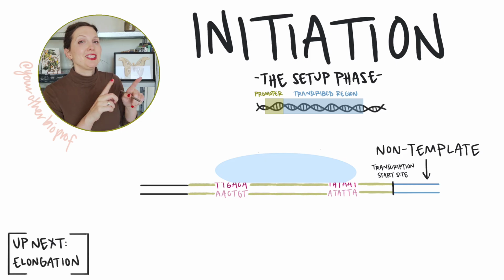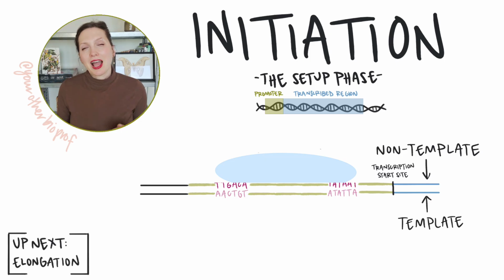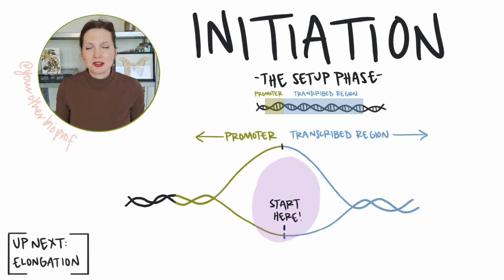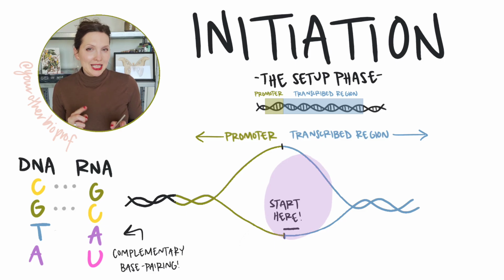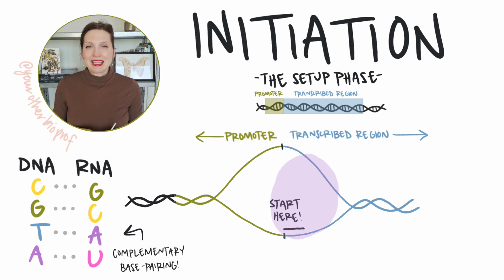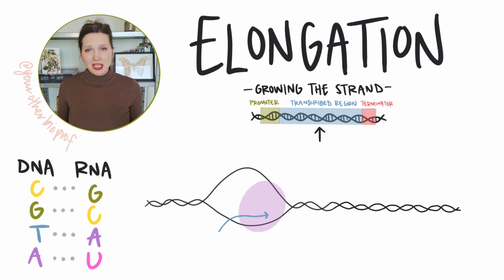RNA polymerase will use the other strand as the template, adding the first RNA nucleotide complementary to the DNA base in the transcription start site. C's and G's pair, T in DNA pairs with A in RNA, and A in DNA pairs with U in RNA. In elongation, we're building our RNA polymer.